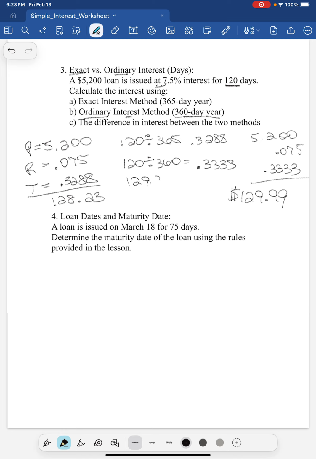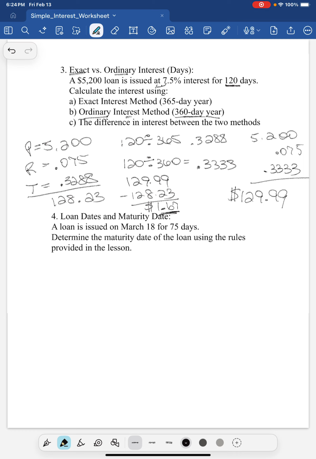And that's not a lot of difference. If you subtract those two out, you're going to get $1.67. Not a big deal. But if you think about all the 120-day loans a bank might make in 1 year, this small amount of extra interest could really start to add up over time. And that is a big reason why they use the ordinary interest method, because you won't really notice or care if you pay an extra $1.67. But when they're multiplying it by all the people paying them back an extra $1.67, it can really add up for the bank.